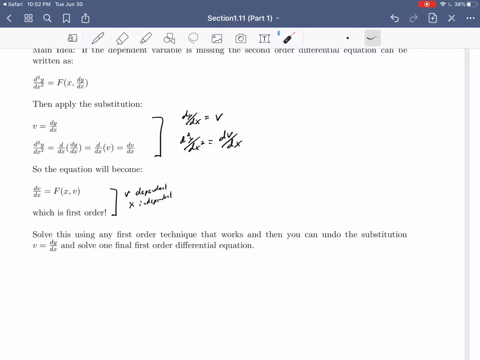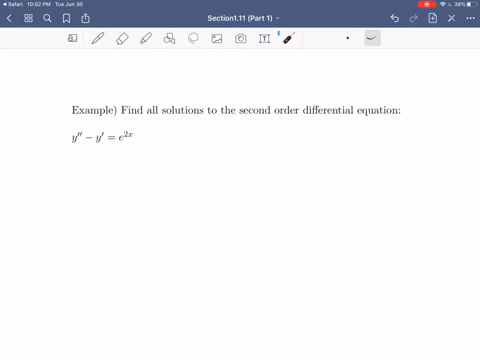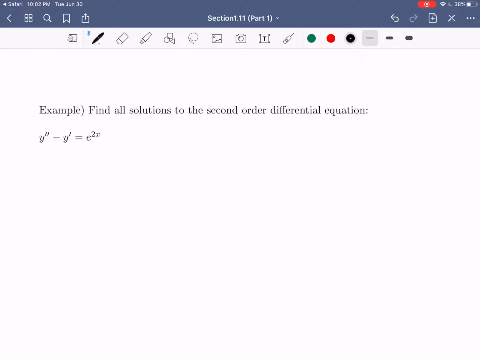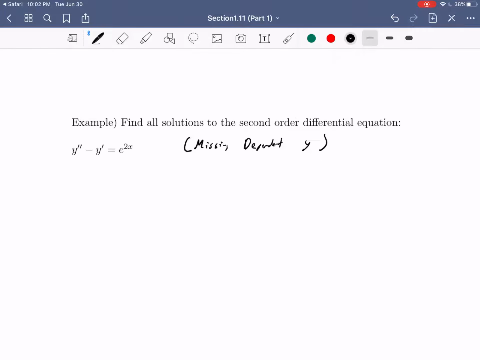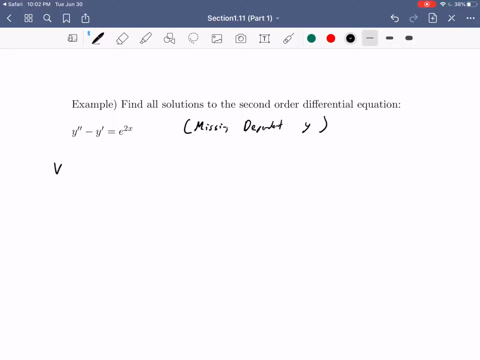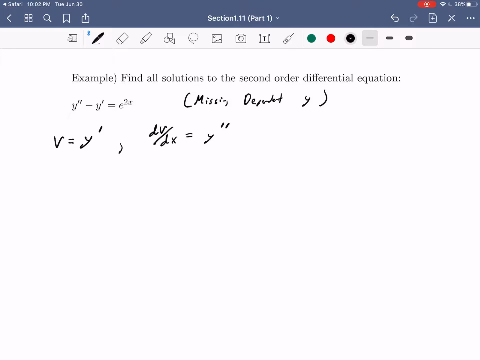So for our example, let's take a look at this one here. We want to find all solutions to this second order differential equation. This is certainly a missing dependent variable, so we can make our note here. It is missing the dependent variable y, so it is indeed going to be case 1 that we just talked about. Our idea is to let v be equal to y prime, and that means dv dx is going to be equal to y double prime. That's going to be our substitution.